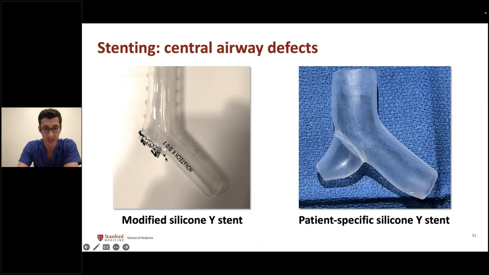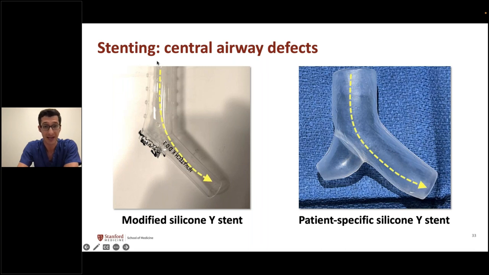So in the first case, we took a silicone Y stent, cut off the right limb and modified it, sutured it closed and put glue in there. You can tell that I did the suturing because it's really sloppy and I'm super bad at this part. In the other case, we actually got a patient-specific silicone Y stent from the company Visionaire, and they worked with us to create a walled-off limb here and leave a little blind stump to anchor in the airway. And at this point, we knew that the defect wasn't going to heal, so we were comfortable leaving something in there just to anchor the stent in place.